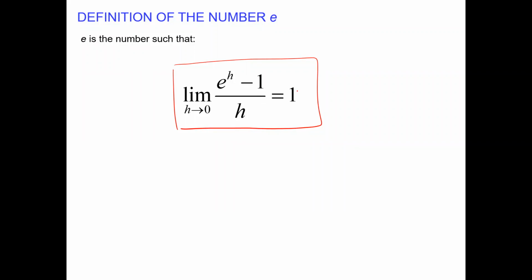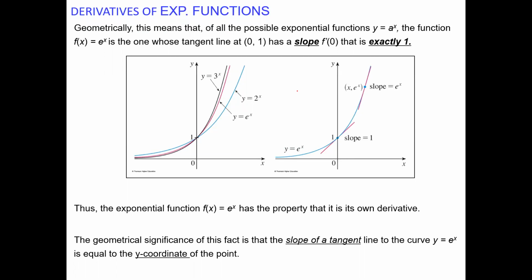Here I have just the geometric explanation. Geometrically, this means that of all the possible exponential functions a to the x, the function e to the x is the one whose tangent line at (0, 1) has a slope exactly 1. We know f prime at 0 for e to the x, we know that this slope will be 1.